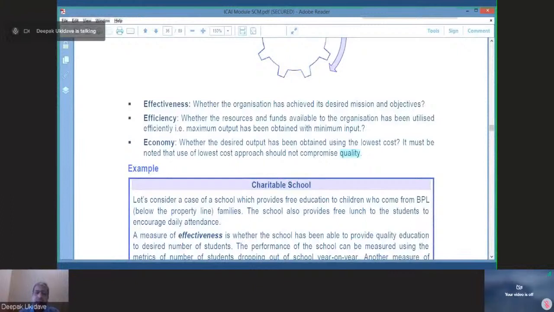So three things are clear to all of you: economy, efficiency and effectiveness. This model is called the value for money framework. It is a broad framework. These three parameters are kept at the back of the mind by the management of a not-for-profit organization, and on these three parameters they measure its performance: economy, efficiency and effectiveness.